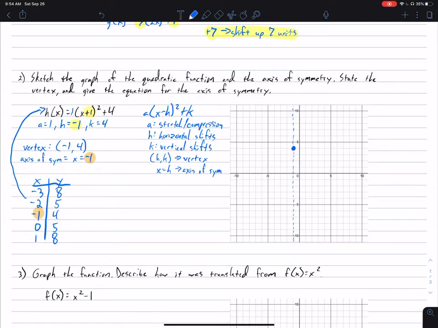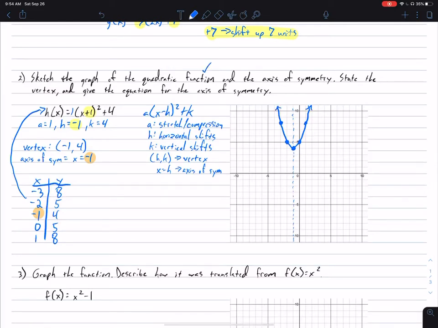Plot your points. -3, 8 is going to be right here. -2, 5. -1, 4 we already have plotted. 0, 5, which is good. We should start seeing a reflection now. And then 1, 8. I'm going to connect these and draw a sketch of a parabola. By hand it is not going to be perfect, but we've now sketched the graph of the quadratic equation.